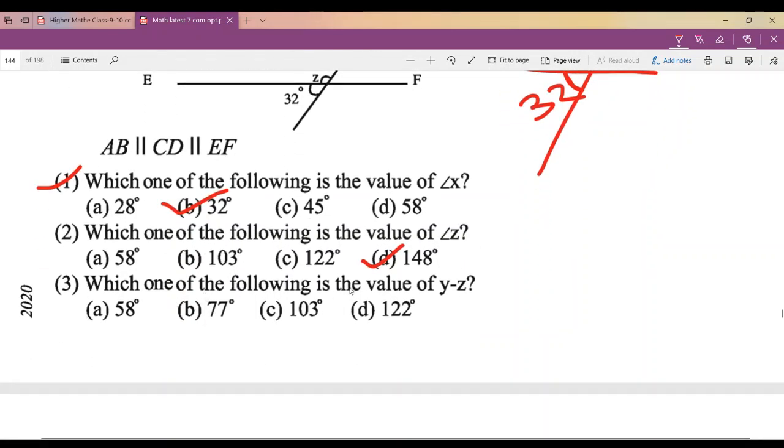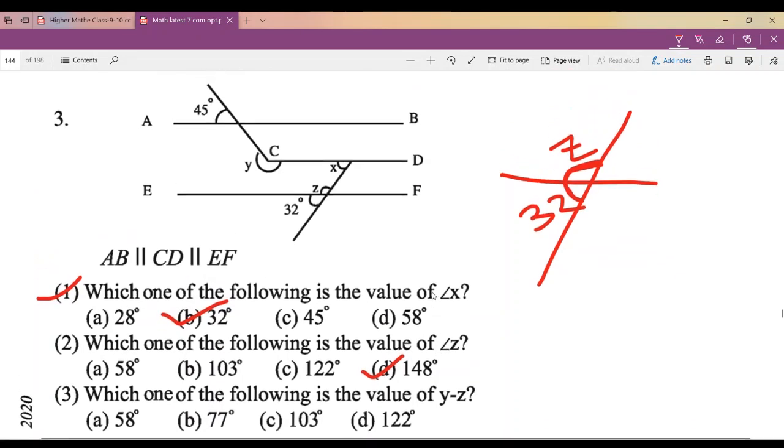Which one of the following is the value of Y minus Z? We get from 2 the value of Z equal to 148. Now we have to find the value of Y.